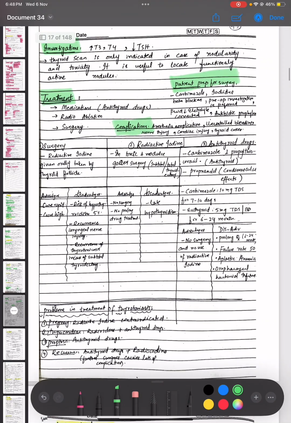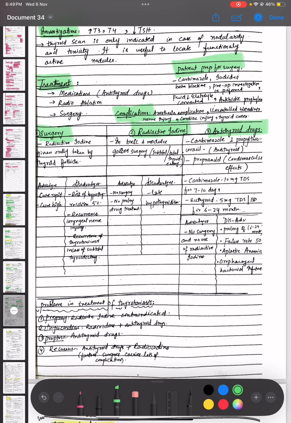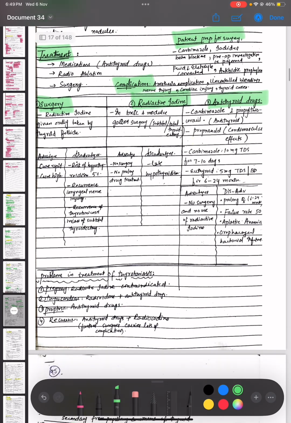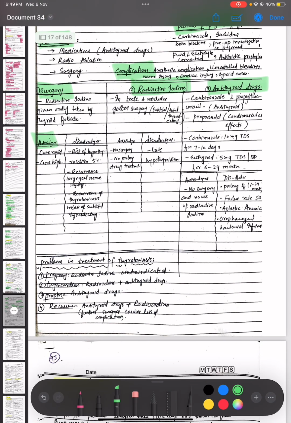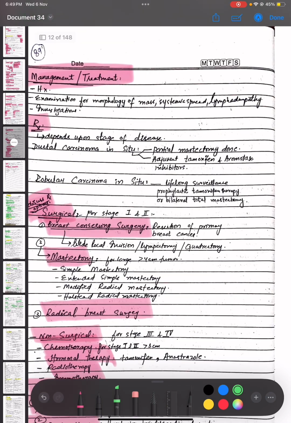Okay, we are having these three broad classes of treatment, that is surgery, radioactive iodine, and antithyroid drugs. In surgery, radioactive iodine is given orally and taken up by thyroid follicle. What are the advantages? The cure is rapid and the cure rate is high. While the disadvantages are that there is risk of hypothyroidism 5%, recurrent laryngeal nerve injury can occur, and recurrence of thyrotoxicosis in case of subtotal thyroidectomy can occur. Okay.